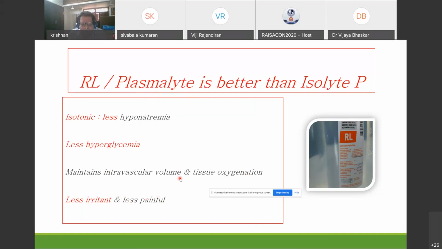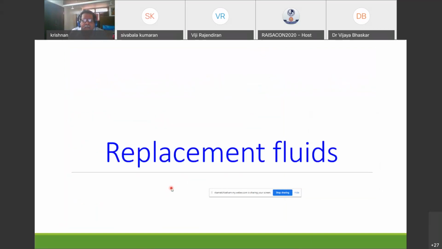If you see any baby receiving Isolyte P in the peripheral vessels or peripheral venflon, the child will be irritable. That is because the potassium is irritant. So never use Isolyte P.